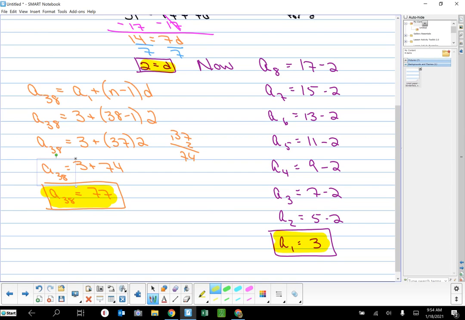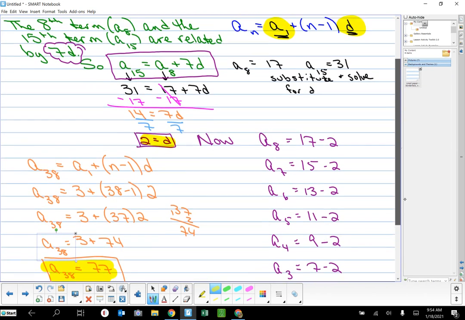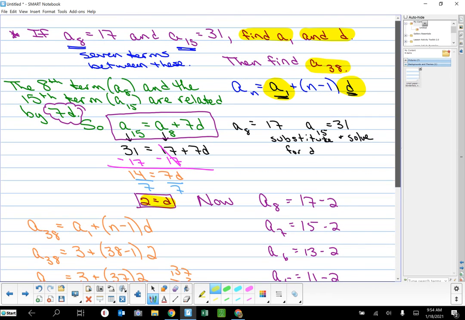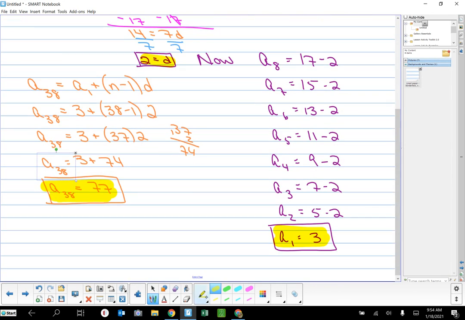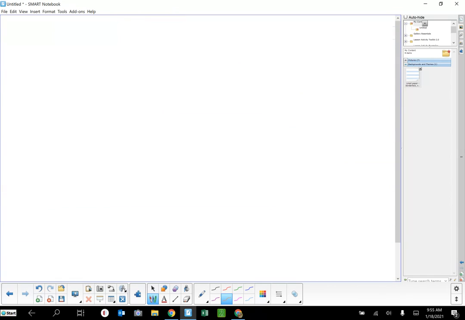So that's a giant multi-part question. But if you can just think it through, follow the directions, and get what you need, you should be good to go. All right, the last one. Remember, if you're at the bottom of a page, this is 11.2. All right, last page.